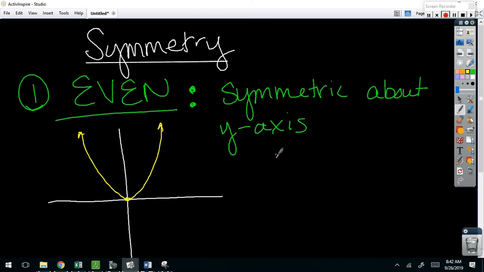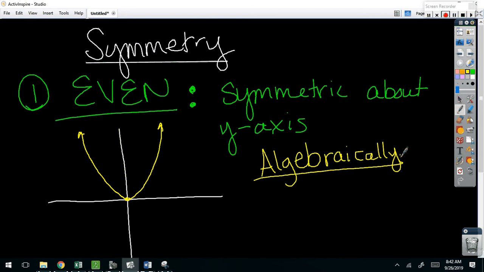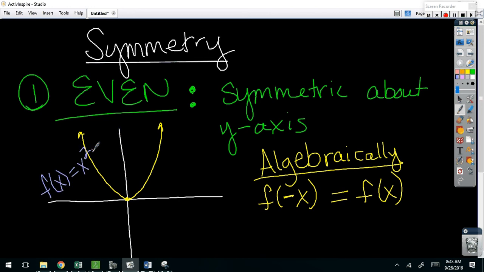I'll go ahead and put this algebraically so that we can then look at it also. So that's graphically symmetric about the y-axis. Algebraically, if you have f of x, if you make all the x's negative in f of x, and it still equals what you started with, then it's even. Let me show you what I mean by that. The equation of this graph that I have here would be f of x equals x squared. Do you agree with that? That's just the parent function.